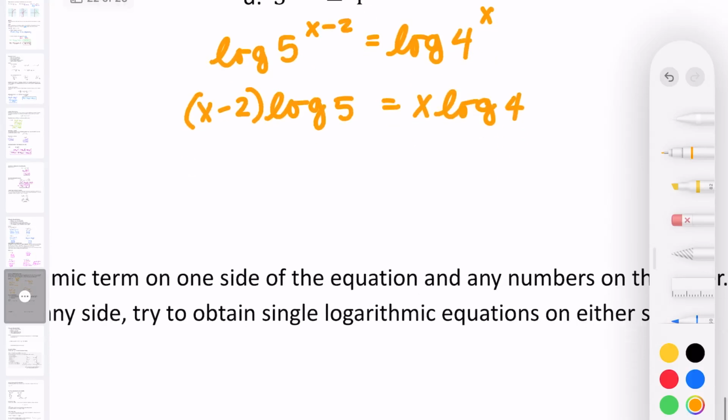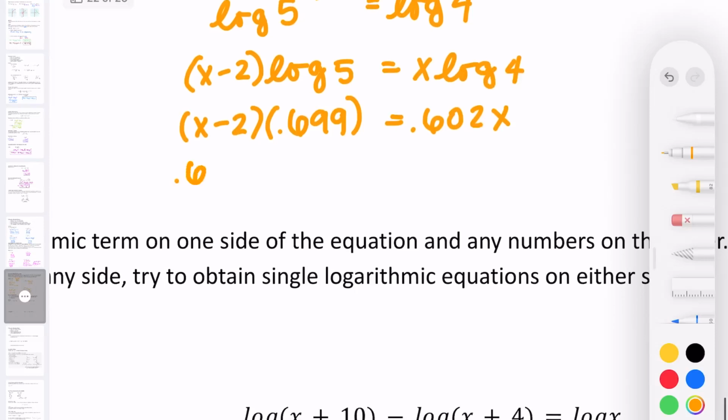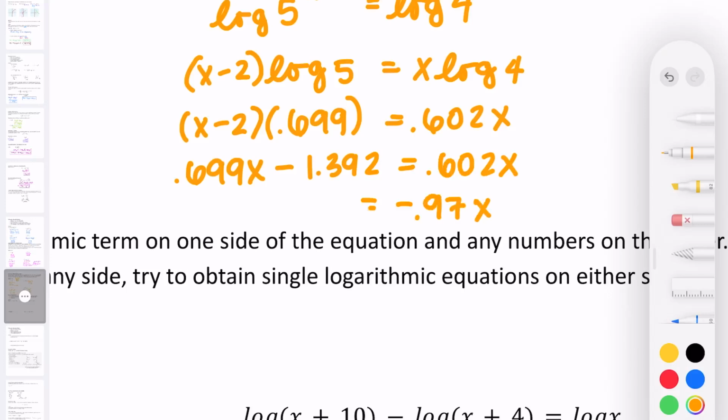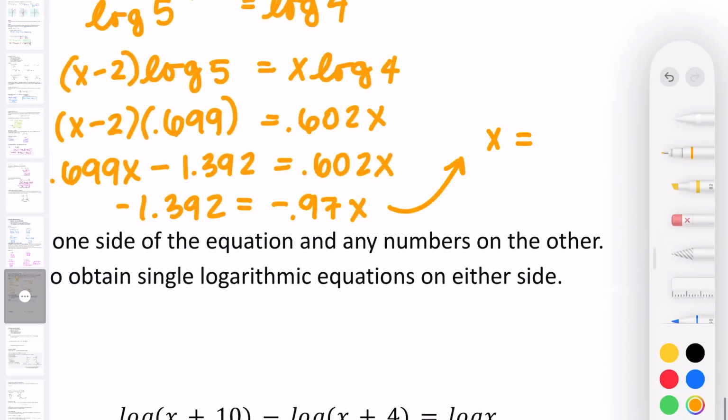Now, we can calculate log 5 to be 0.699, and we can calculate log of 4 to be 0.602x. At this point, it's just math. We'll distribute the 0.699 to both terms, and we will solve. We'll bring the x's together, and we're going to end up with x is equal to 1.44.